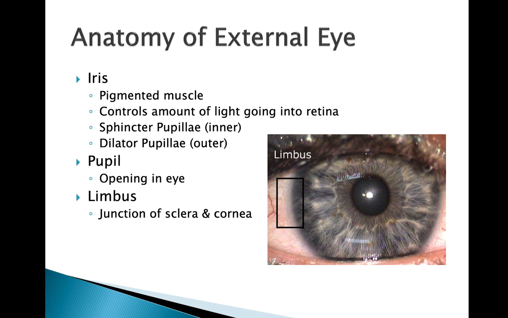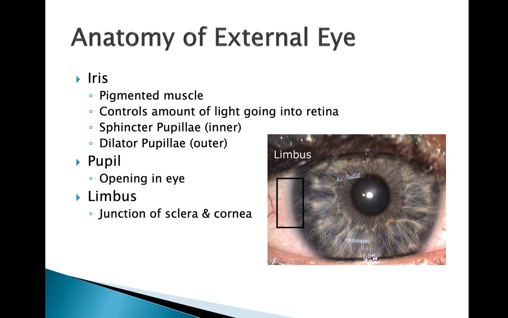Next, we're going to talk about the iris. The iris is a pigmented muscle, and it's important to realize that it is a muscle. It controls the amount of light going into the retina. There are two muscles: the sphincter pupillae, which is the inner muscle, and the dilator pupillae, which is the outer muscle. The pupil is the black, dark opening of the eye. That is important because you'll look at the pupil size in many different conditions, such as acute angle closure or acute closed angle glaucoma.